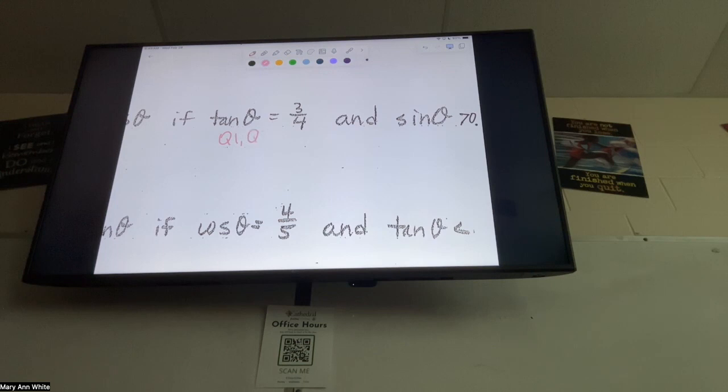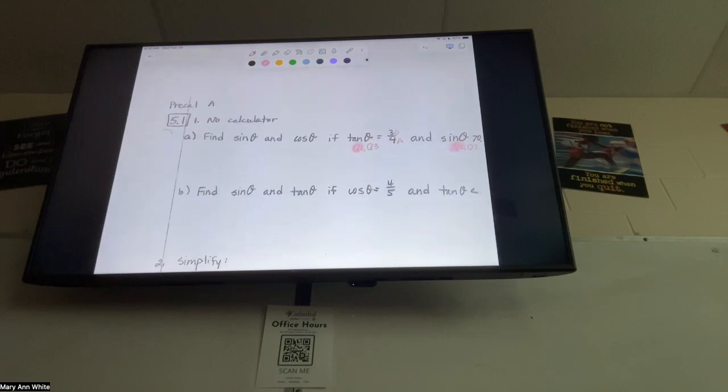Good, quadrant 3, good. And then if sine is greater than 0, where could sine be? Or where could the graph be, I guess? 1 and 2. Now, the place where they overlap is quadrant 1. So we're going to draw our triangle in quadrant 1. And the tangent is 3/4, so we can label our two sides as 3 and 4. Very good, opposite and adjacent.